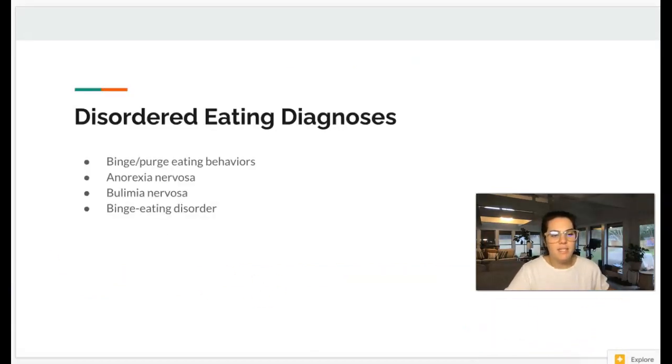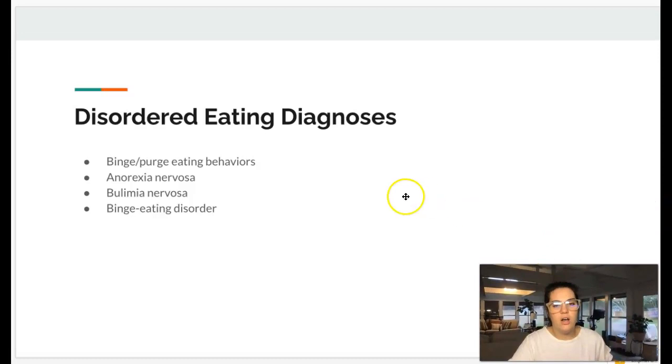So the most common types of eating disorders are binge and purging eating disorders. So binging means that someone may eat a significant amount and to the point where they feel like they have to purge. And it's important to understand that purging doesn't just mean self-induced vomiting, but it can also mean use of laxatives.